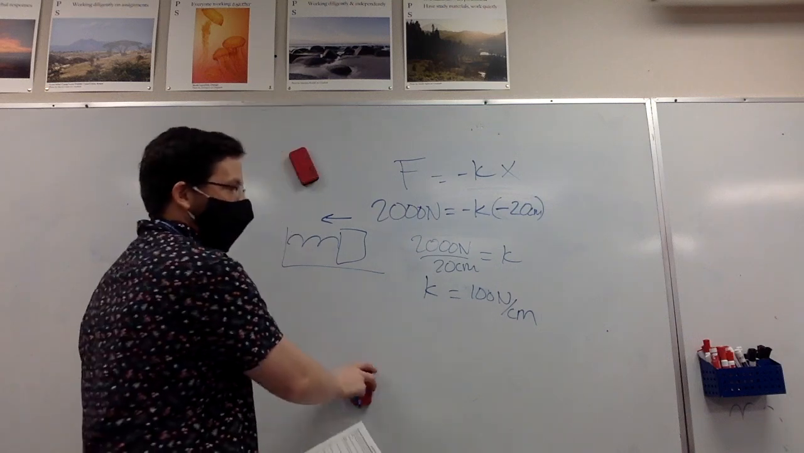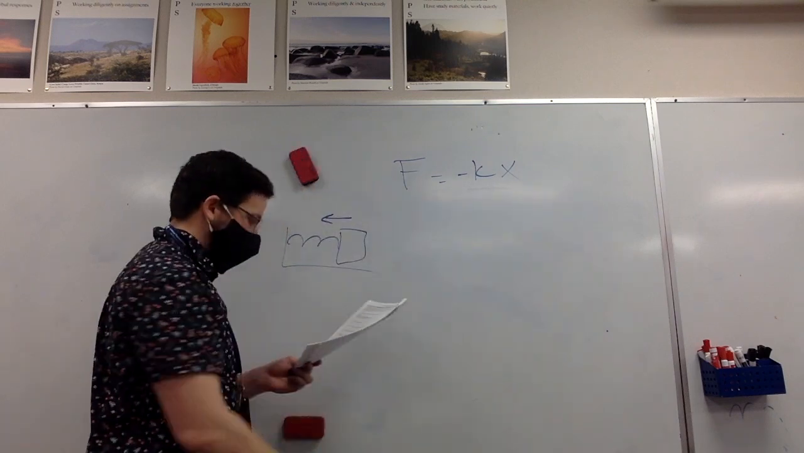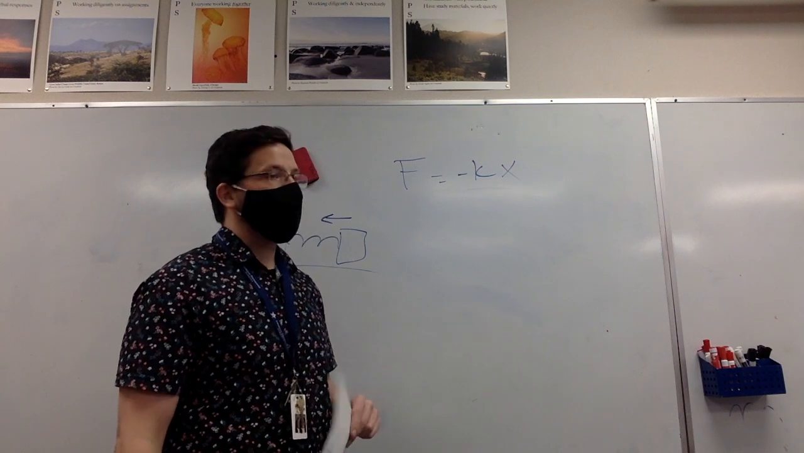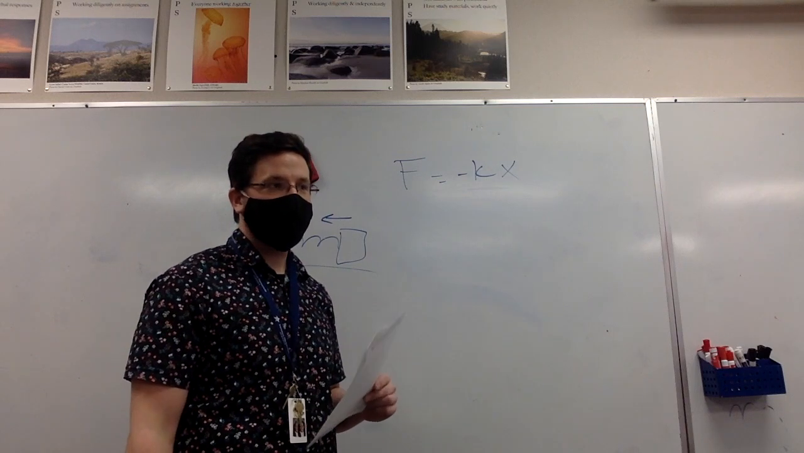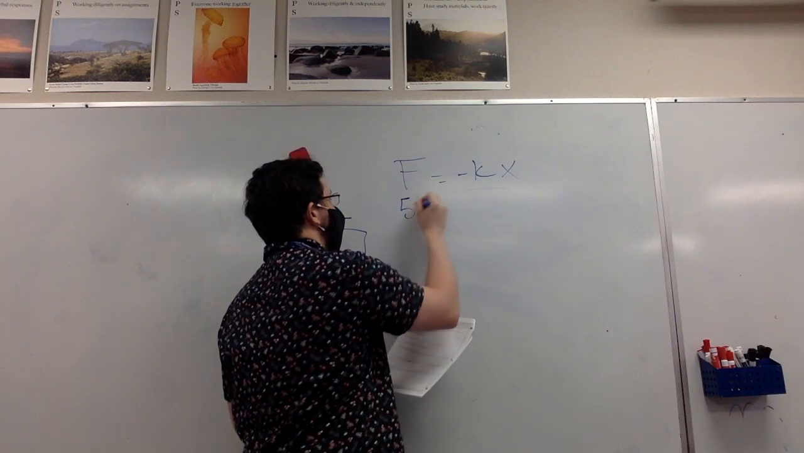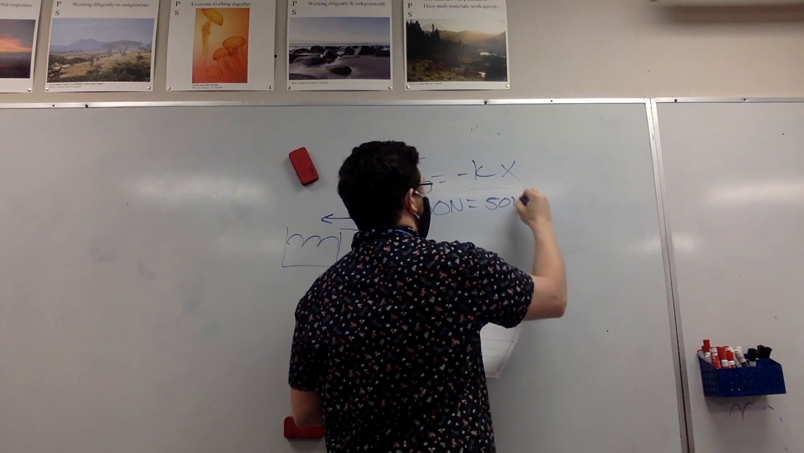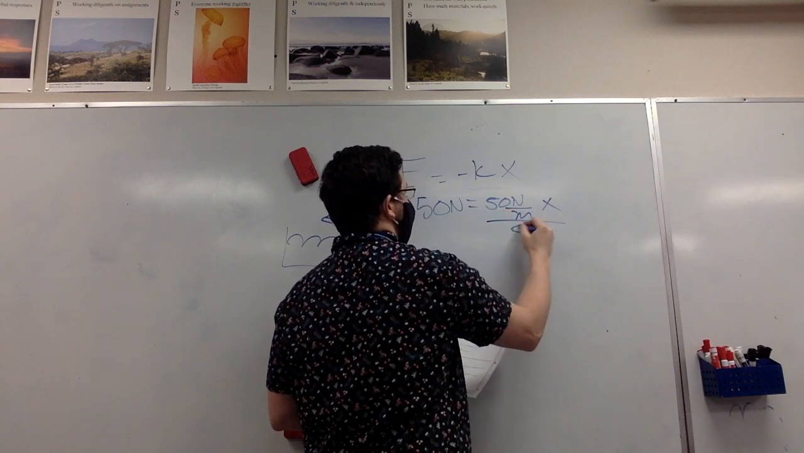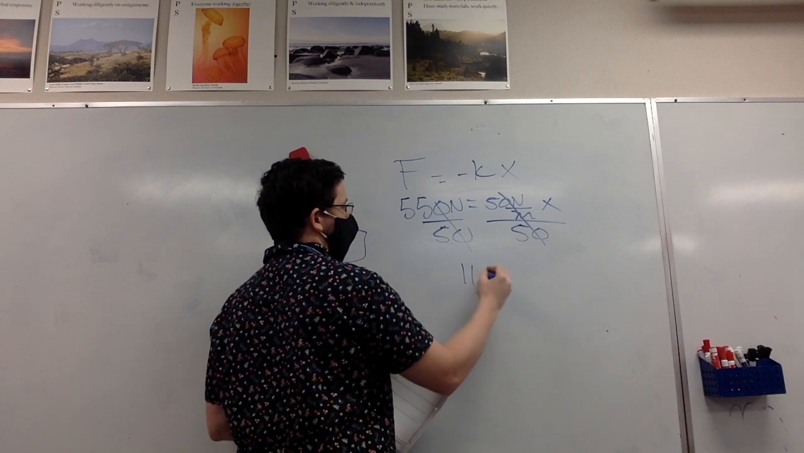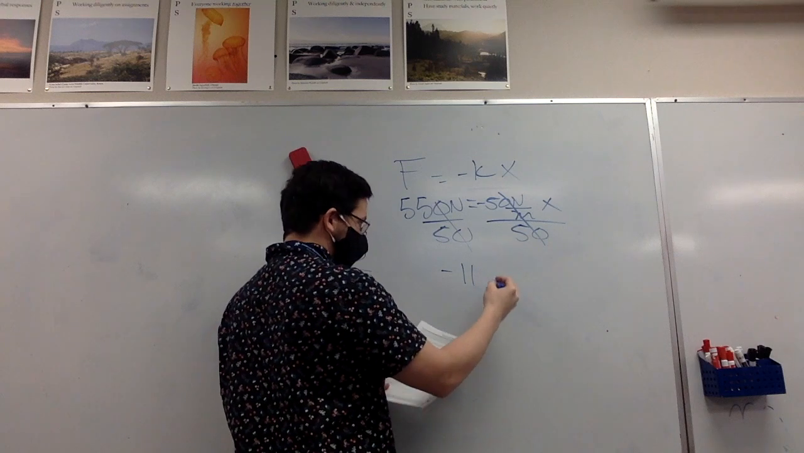All right, number 3. A force and a constant. So what am I trying to figure out in this one? The displacement. Good. So the force is 550 newtons, the spring constant is 50 newtons per meter, and we're trying to find x. Just divide both sides by 50. You get 11. Sorry, I forgot my negative. Negative 11 meters.